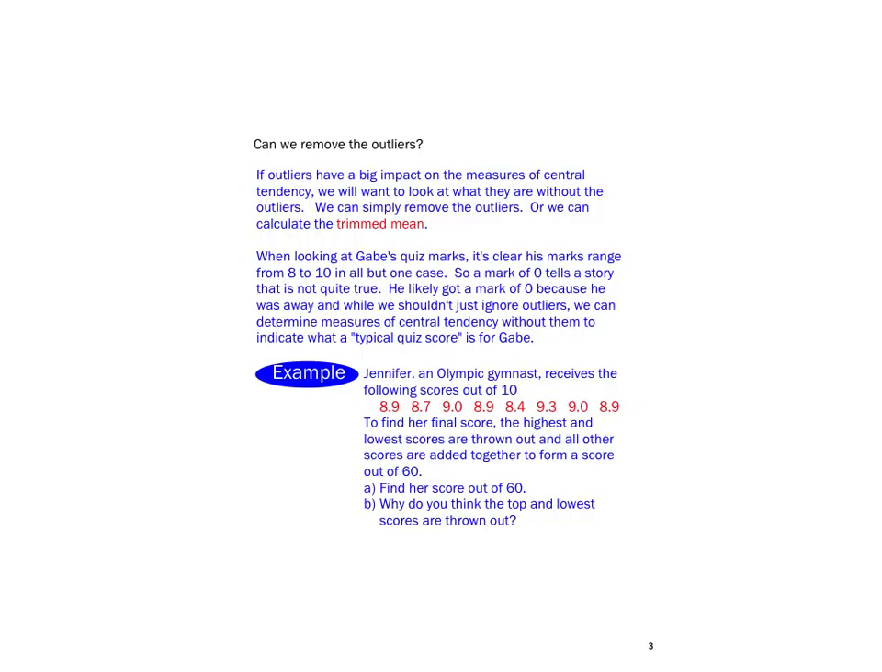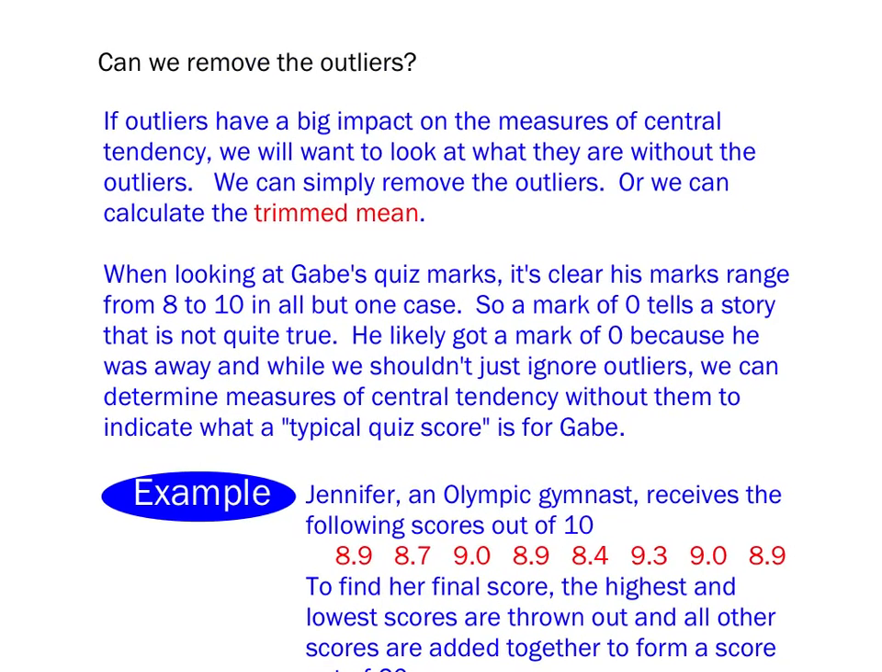Okay. Can we remove the outliers? If outliers have a big impact on measures of central tendency, we will want to look at what they are without the outliers. We can simply remove the outliers. And because the mean is the only measure of central tendency that's heavily impacted by the outliers, we can calculate what we call the trimmed mean.